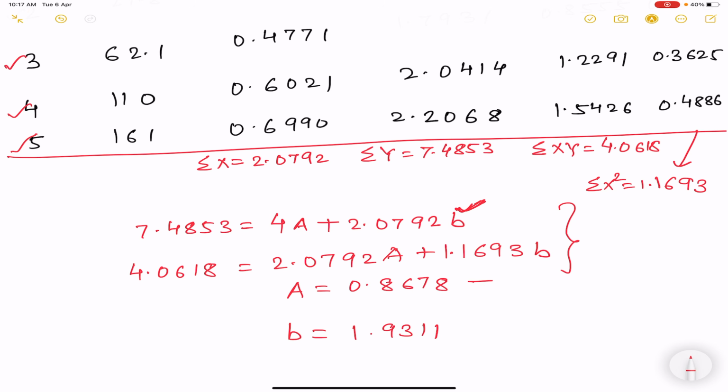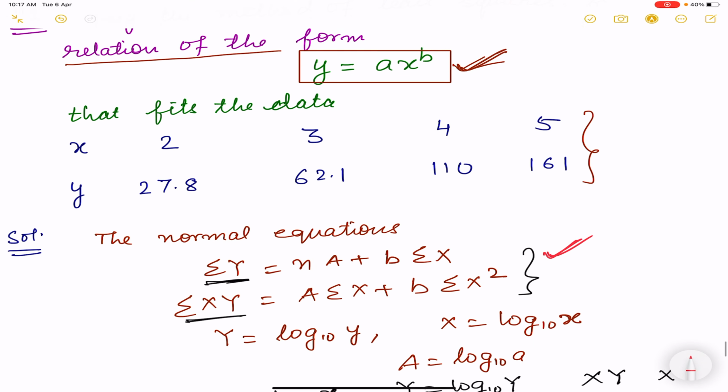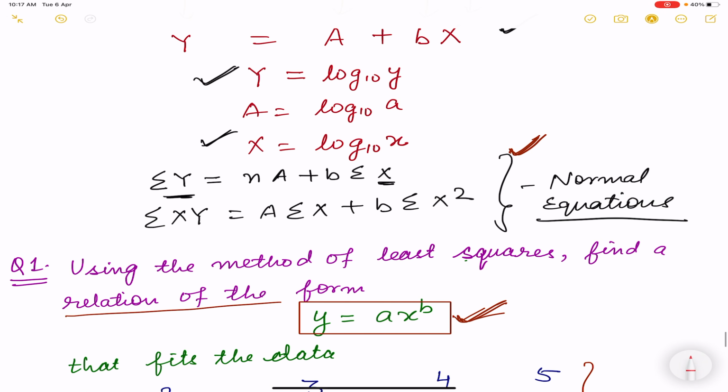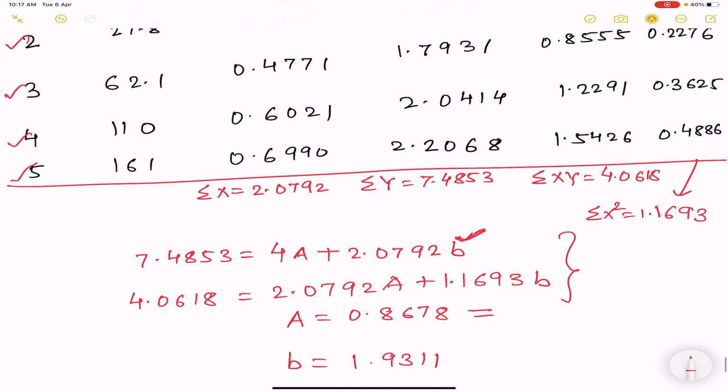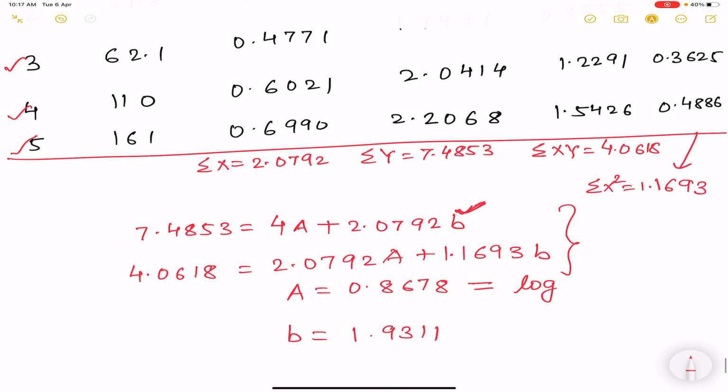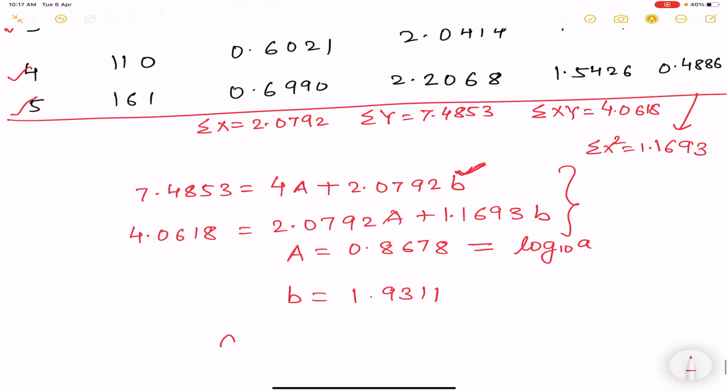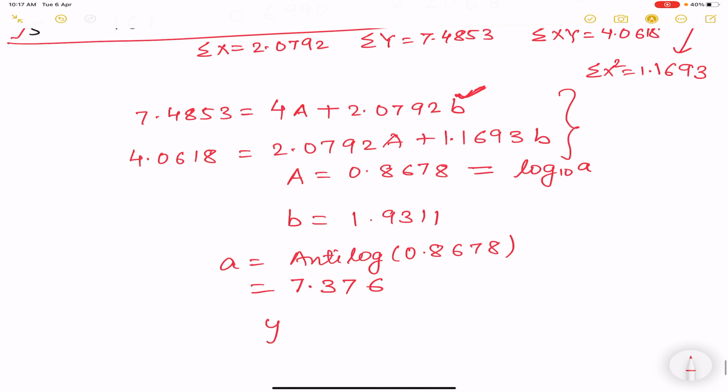If you remember what capital A is, capital A is assumed to be log to the base 10 a. Let us put this value and find the anti-log. So on taking the anti-log of 0.8678, we'll get 7.376.